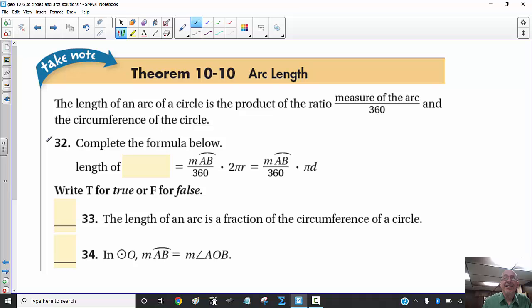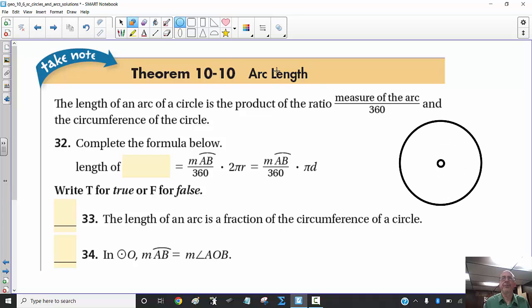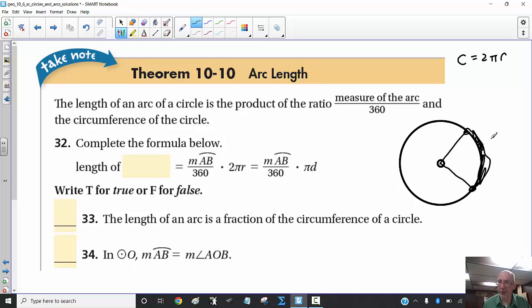Okay, this part is a different concept. Instead of talking about degree measure, we're going to talk about length. But degrees apply to this. Think about it this way. I just want to give you a little illustration here. If you draw a circle and we talk about an arc, from here to here, remember the circumference of a circle is 2 pi r. So that would give us a measurement of going all the way around the circle.